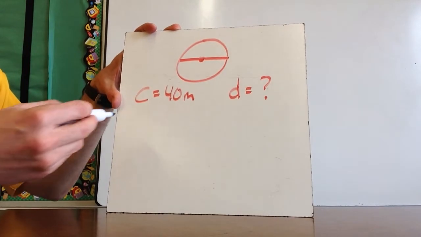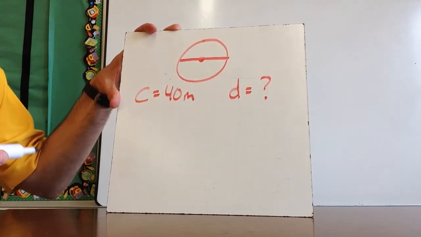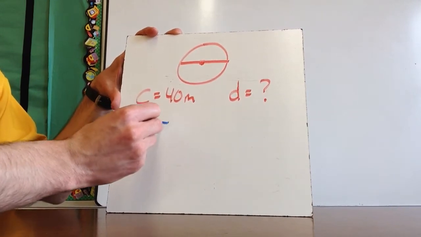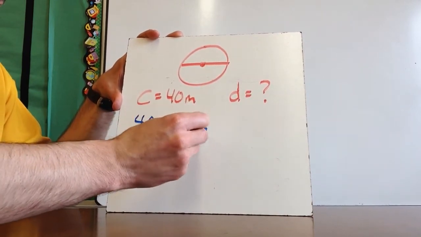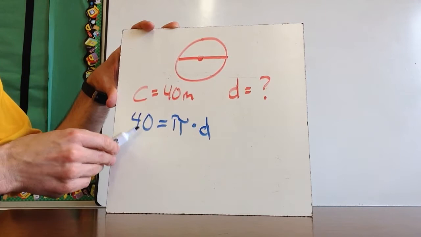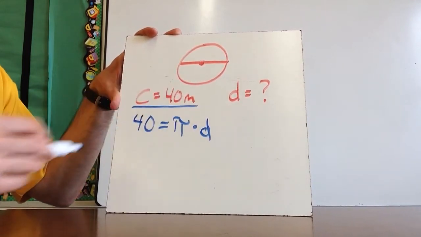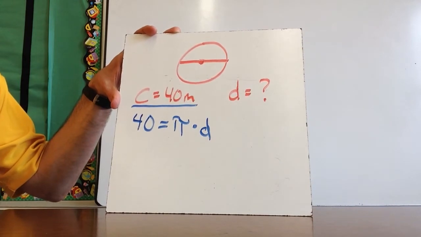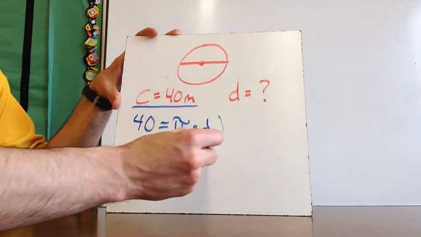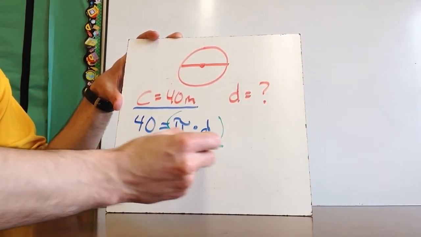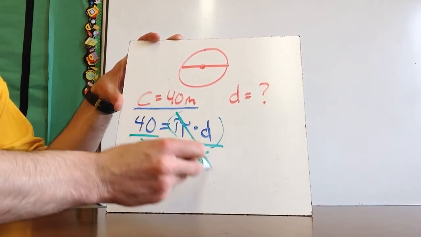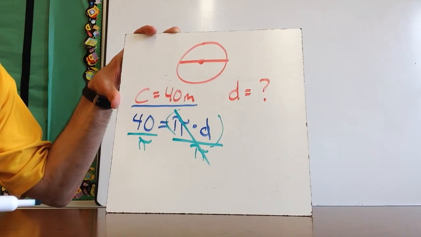Well, that means I'm going to use circumference equals pi times d. And since I know circumference equals pi times d, I'm going to substitute the 40 in because I know that's the circumference. Now, in order to find d, what I need to do is divide both sides by pi. And so if I divide this side by pi and I divide this side by pi, pi will cancel out because I'm dividing by the same number.